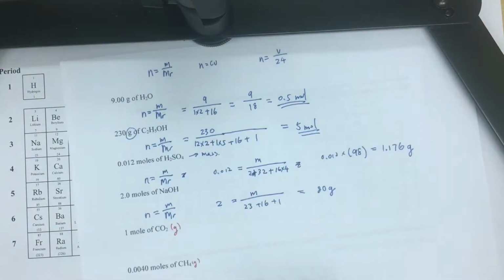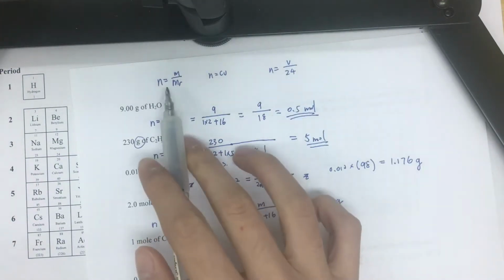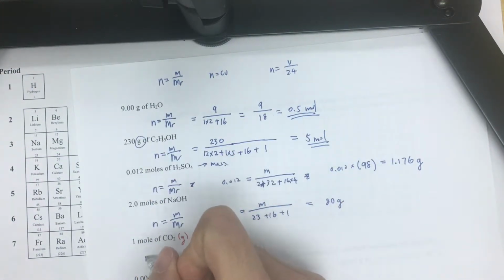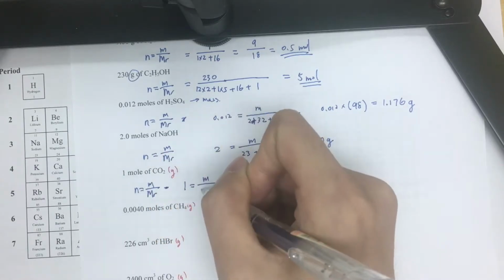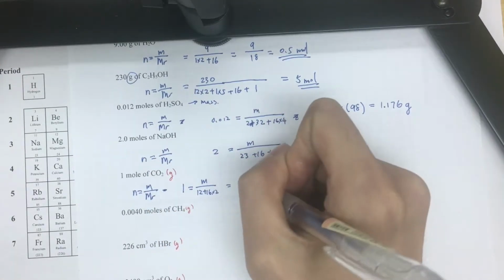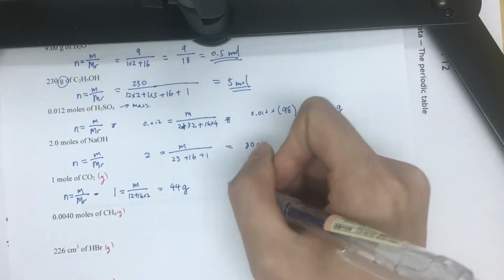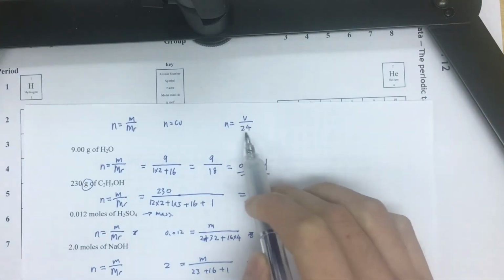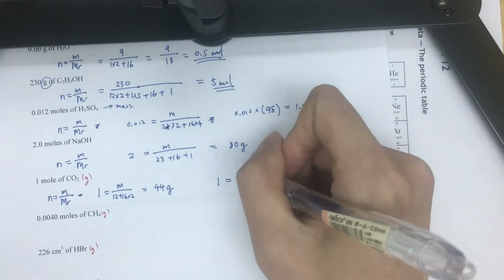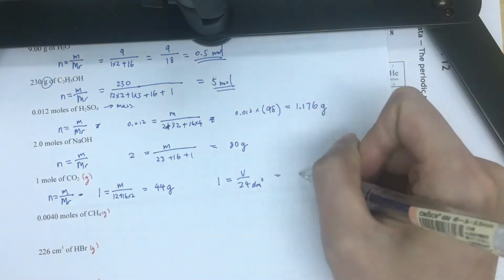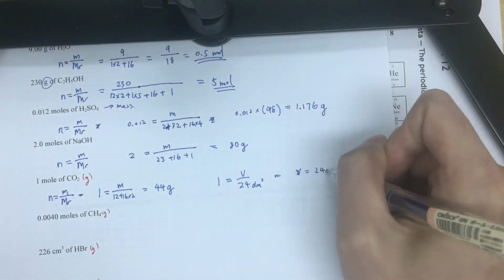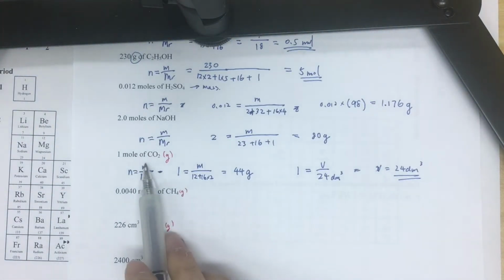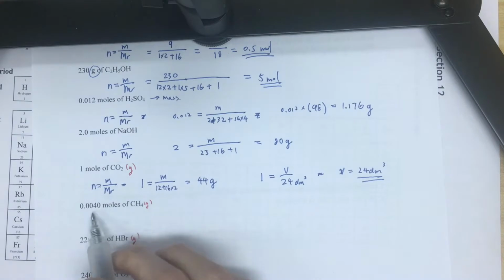Here, 1 mole of carbon dioxide. It is a gas, but that doesn't mean you have to use the volume formula. If you want to calculate mass, then you use this formula: 1 mole equals mass over the molar mass, so the mass is 44, unit gram. How about the volume it occupies? 1 mole, so that's the equation: 1 mole equals V over 24, which means V is 24 dm cube. 1 mole of gas will occupy 24 dm cube. Exactly the same idea.